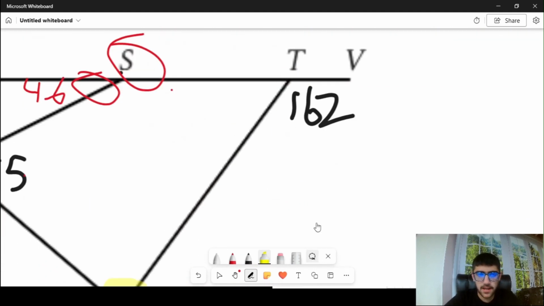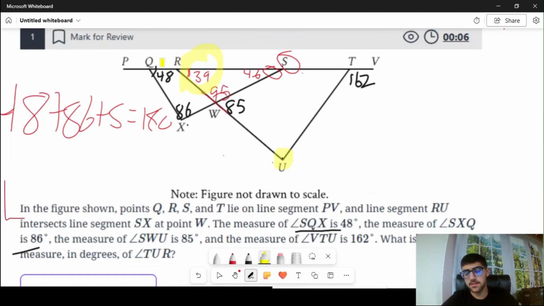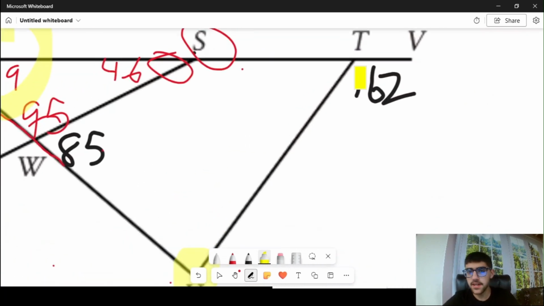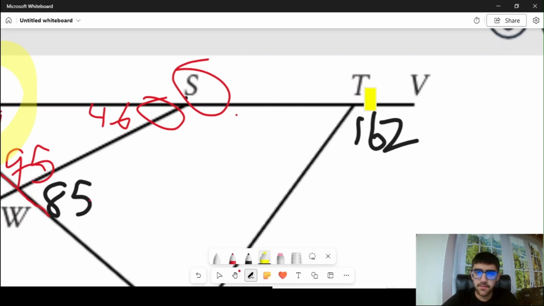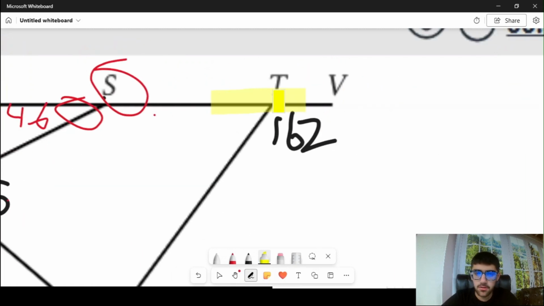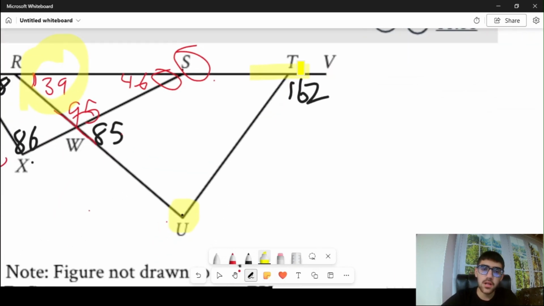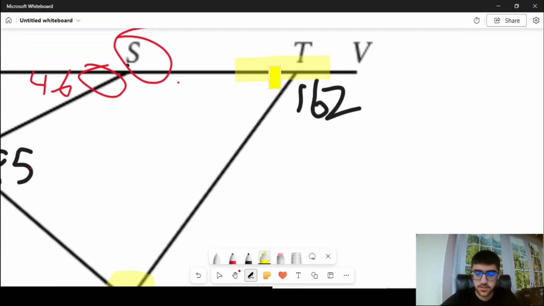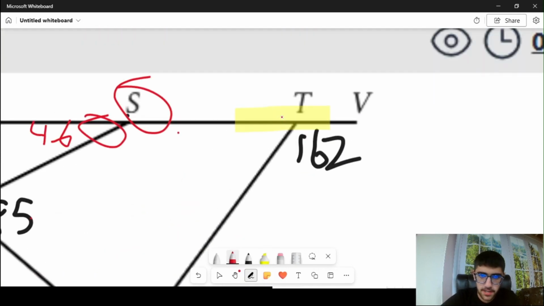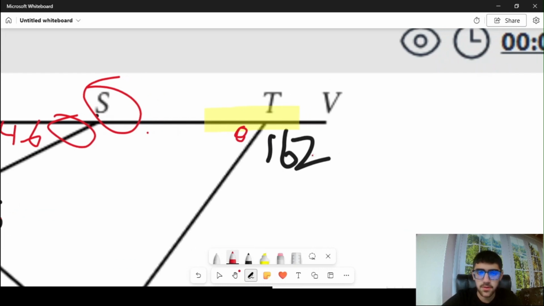T is more straightforward than that. There are multiple ways to solve for this. It honestly depends on preference. But if you get 39 in a different way, that's totally fine. For this one, T is easier to solve. Similar to how we found angle RWS, angle RTU is also on a straight line with angle VTU. So this angle right here is supplementary to 162. So that means it would be equal to 18, because 162 plus 18 is 180.